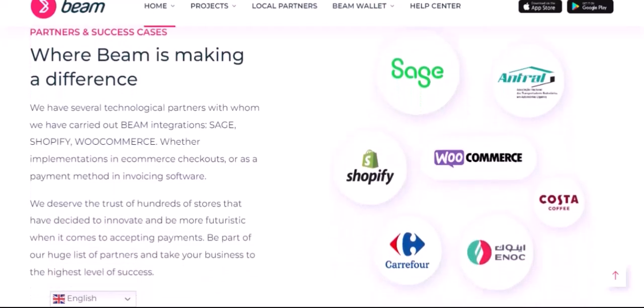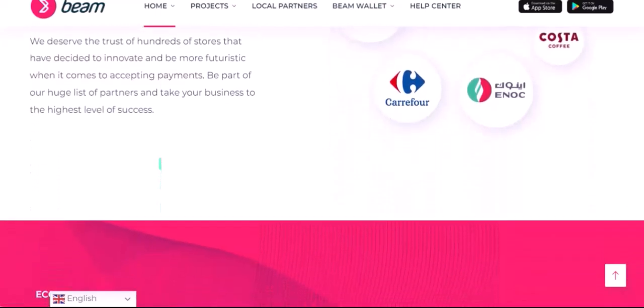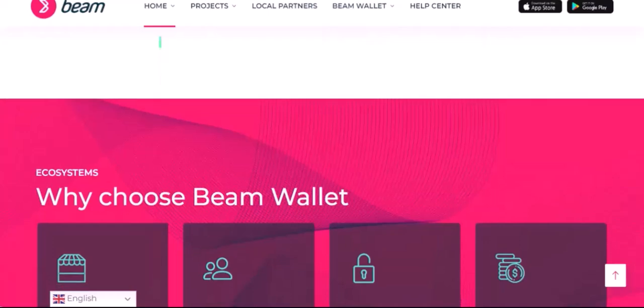Use the conversion calculator. Most crypto wallets, including Beam Wallet, have a built-in calculator. You can use this to input the amount of USDT you want to convert and instantly see its equivalent value in Naira. Important notes. Exchange rates fluctuate constantly. Remember that cryptocurrency exchange rates are highly volatile and can change rapidly. The rate you see on Beam Wallet at one moment might be different just a few minutes later.